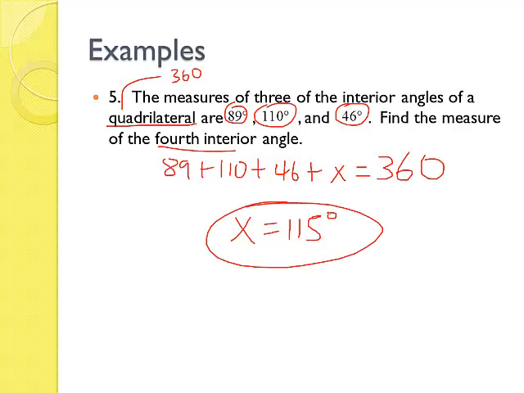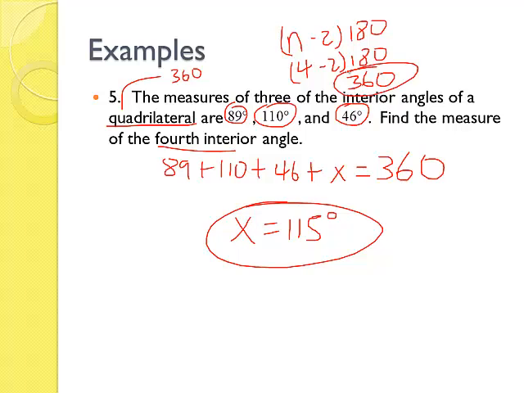Okay, so that's using the corollary. But again, if you don't remember the corollary for a quadrilateral, you can always use the n minus 2 times 180 to find out what the interior angle measurements are. Because if you plug in 4, you get 4 minus 2 is 2, then 2 times 180 gives you 360. That's where the 360 comes in. So, again, very important theorem right here.